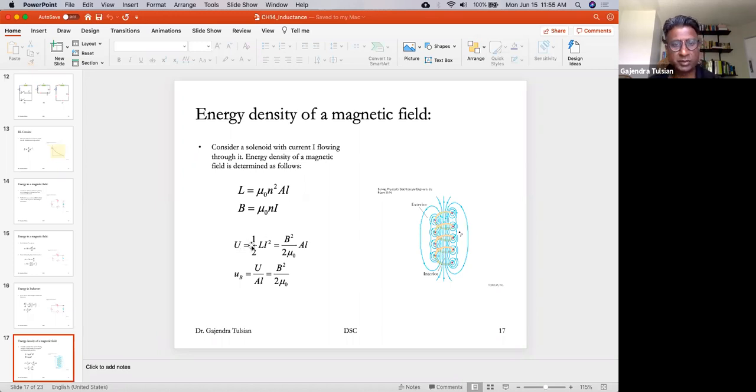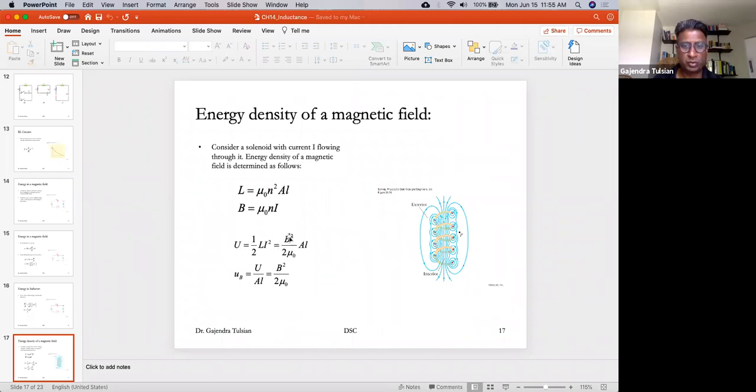So in this expression, we're going to substitute that into 1/2 L I squared. We'll put in this expression for L, and for I, we'll solve from here: B equals mu naught n I, so I is B divided by mu naught n, and we'll substitute that. Anyway, after you substitute all of that, here's what you get.